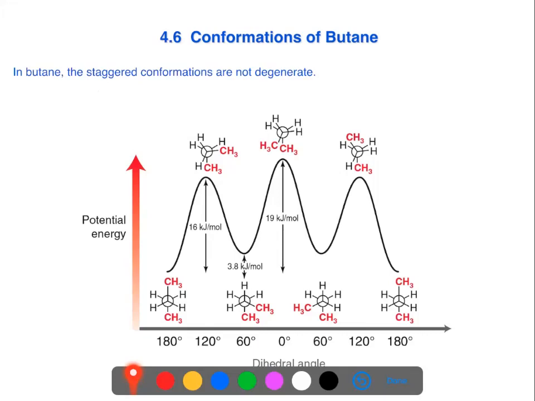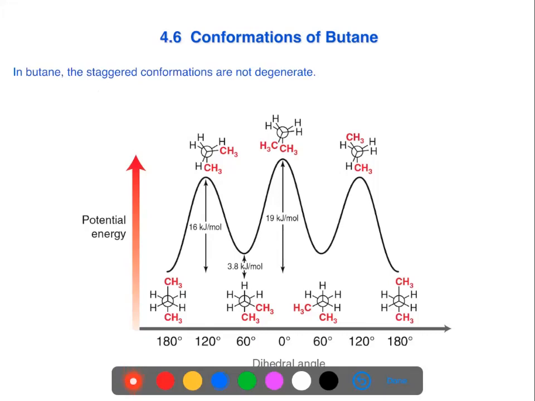We're going to have different energies between different types of staggered conformations, and we'll also have differences in energy between different types or labels that we use to describe eclipsed conformations. So let's look at butane.